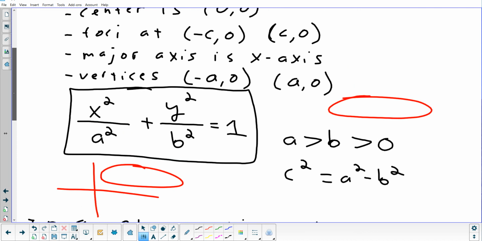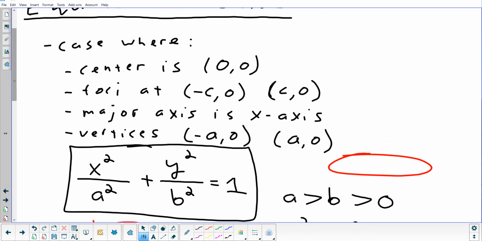All right, now let's go back up and look at A. Think about, all right, here's my ellipse. It says that the vertices are at negative A, 0 and A, 0. And here's the center. How would you describe what A is in relation to the center? What is A telling you? The radius?